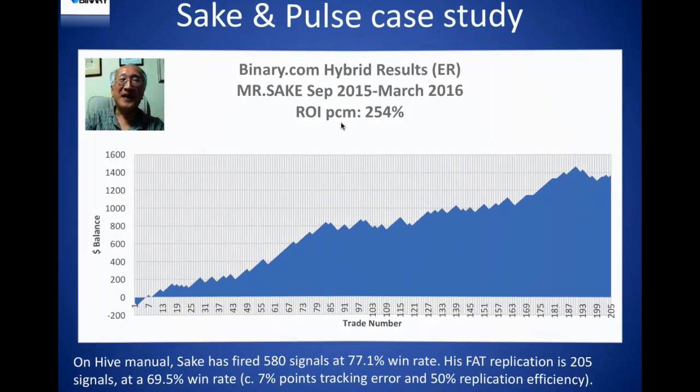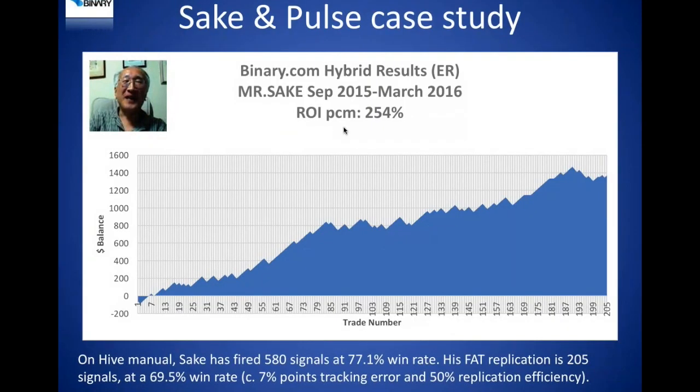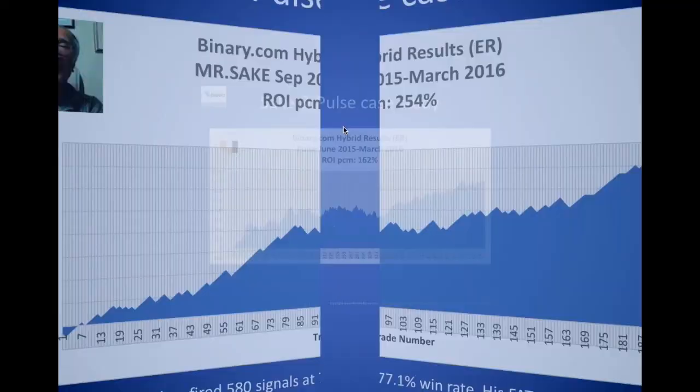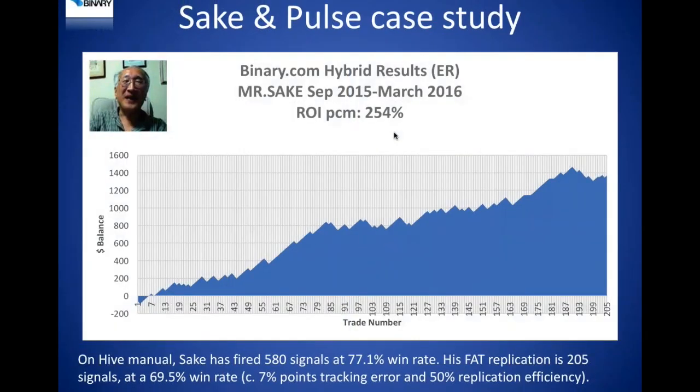By comparison, mind you, I just want you to process this chart. This is the equity curve of Saki. This is the equity curve of Pulse. And what you see here is also it's profitable, right? The ROI per calendar month is actually just 162%, where Saki is 254%.